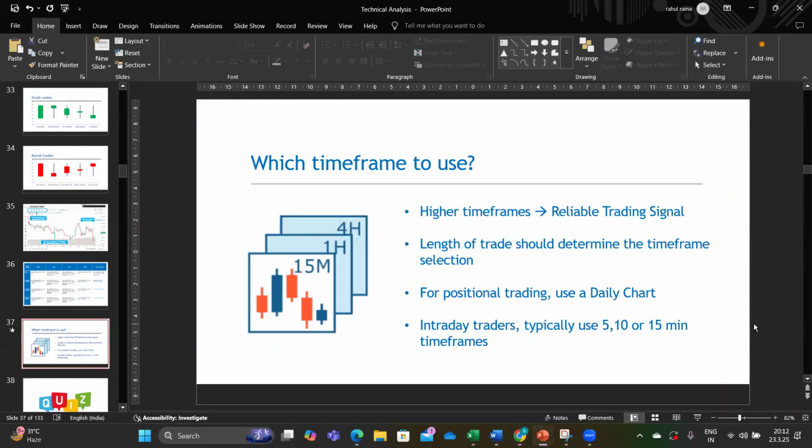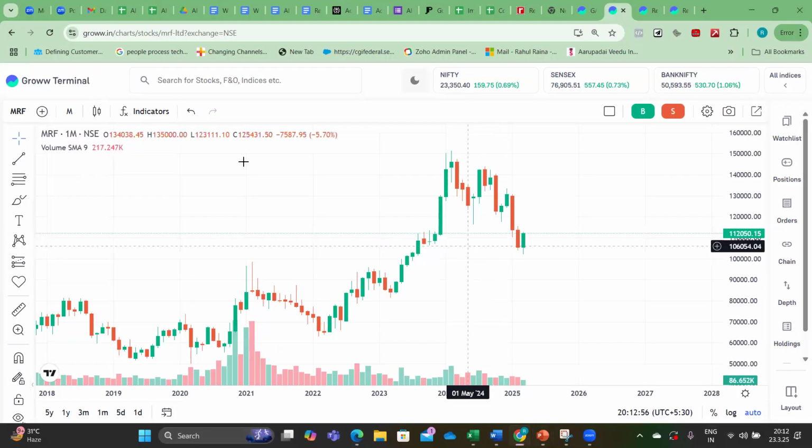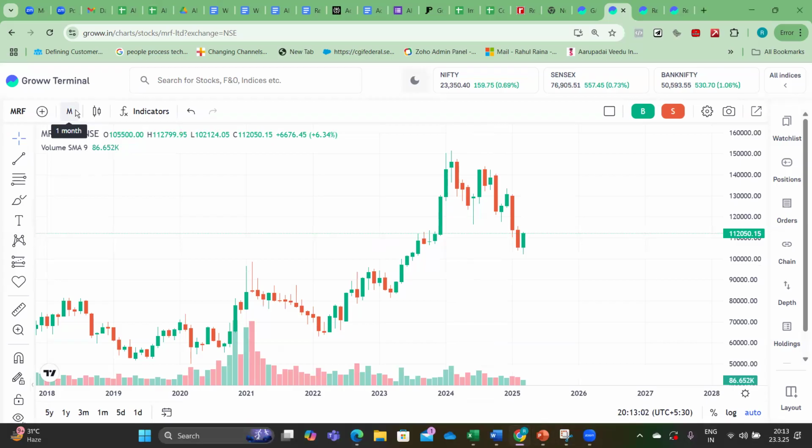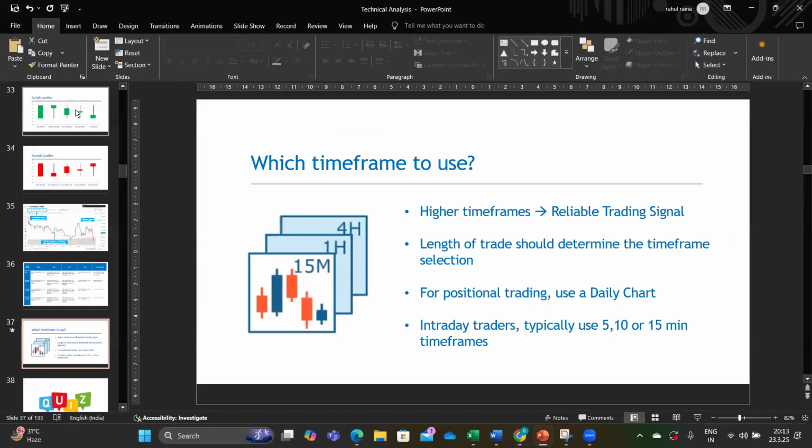Now, this is the last section I'll cover today. Which time frame to use? You will have this question. Please understand, the higher the time frame, the more reliable the signal is. Just remember this one line.